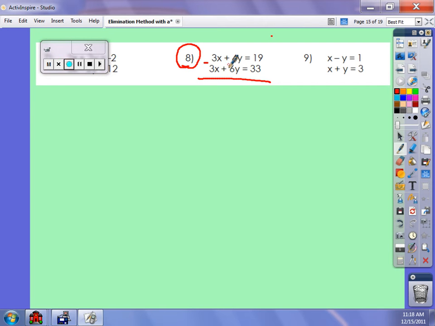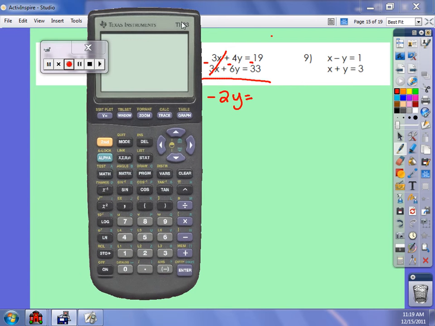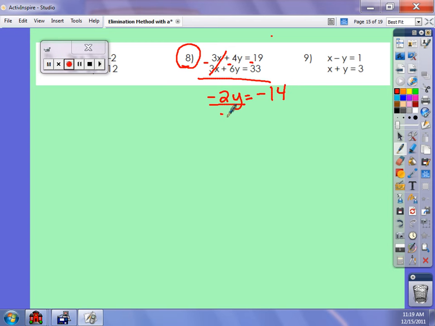So if they're exactly the same, you want to subtract. So we're going to subtract all of the pieces of this equation. When I subtract them, the 3 x's cancel. 4y's minus 6y's make negative 2y's. And then 19 minus 33. Well, let's not make any silly mistakes. Let's check this guy on our calculator. 19 minus 33. Okay, we get negative 14. I'm going to divide by negative 2, and y equals positive 7.